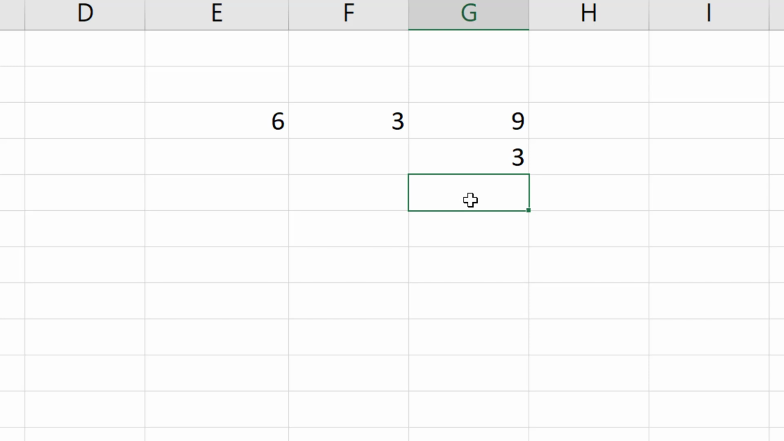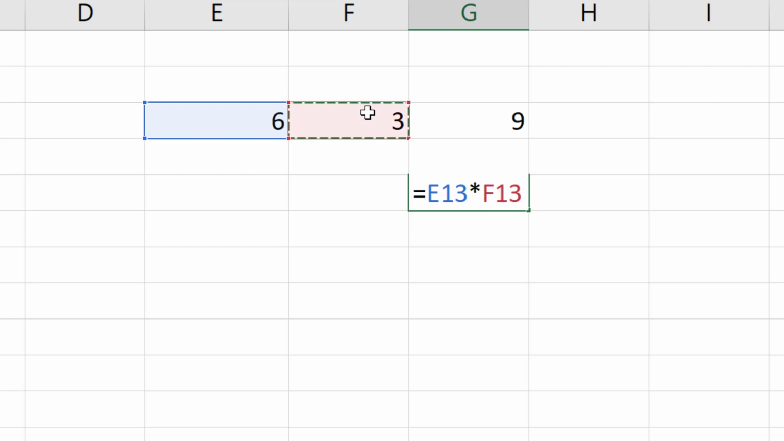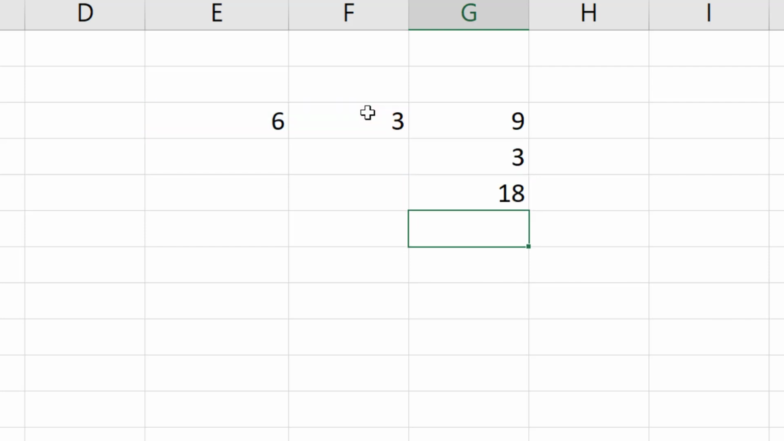We can multiply, so equal to E13, the asterisk is the multiplier or the times sign, and then times F13. That should give me 18, it does. And we can also divide, equals 6 divided by 3.